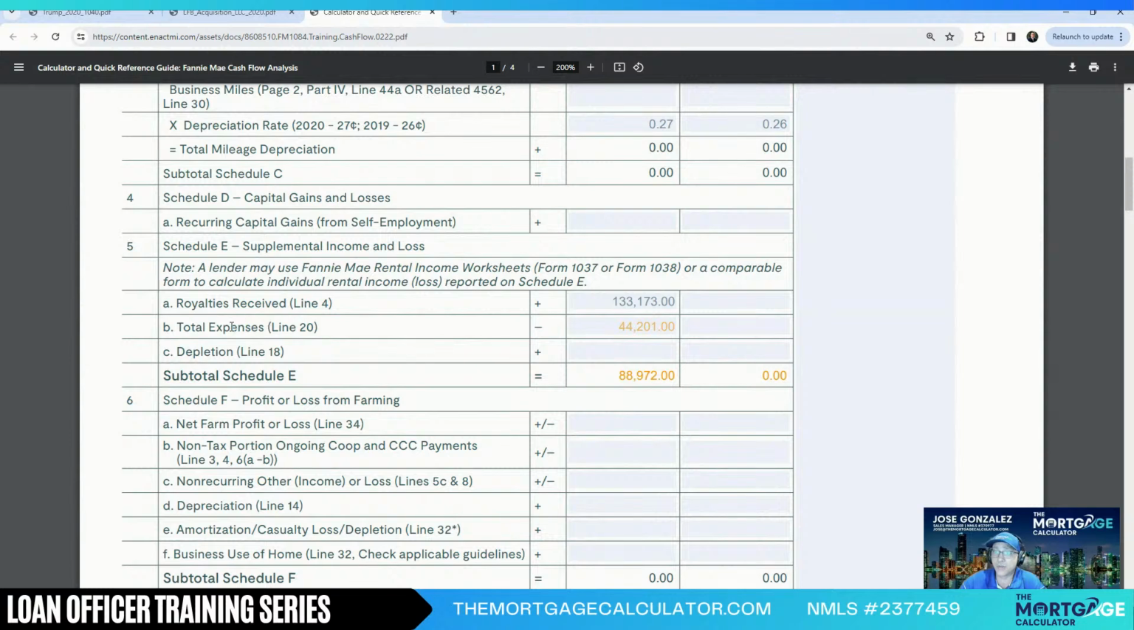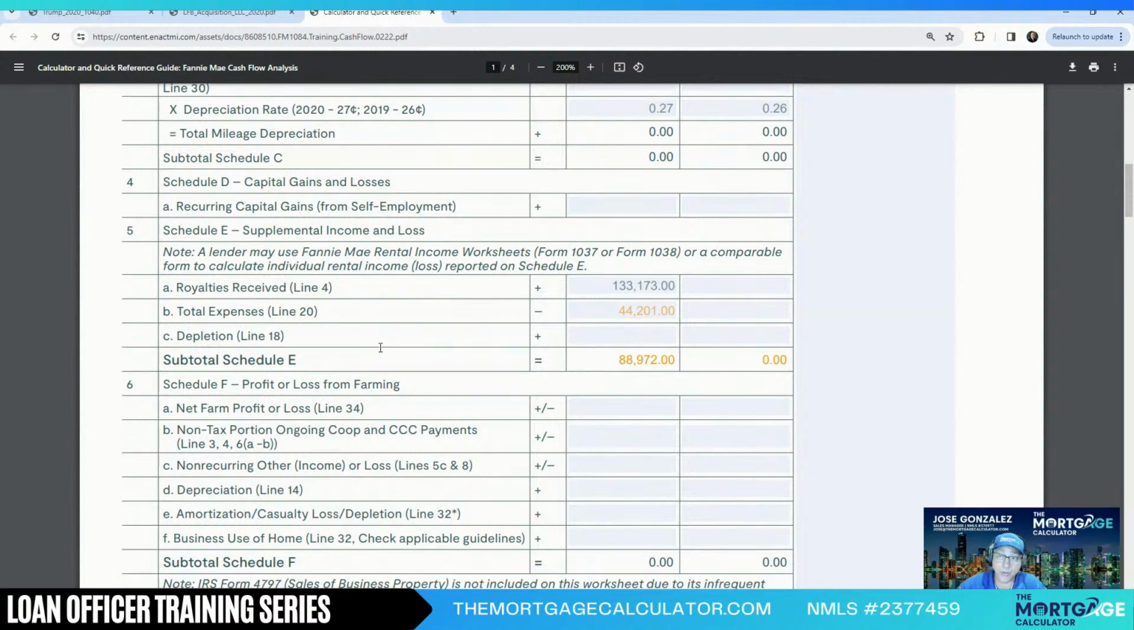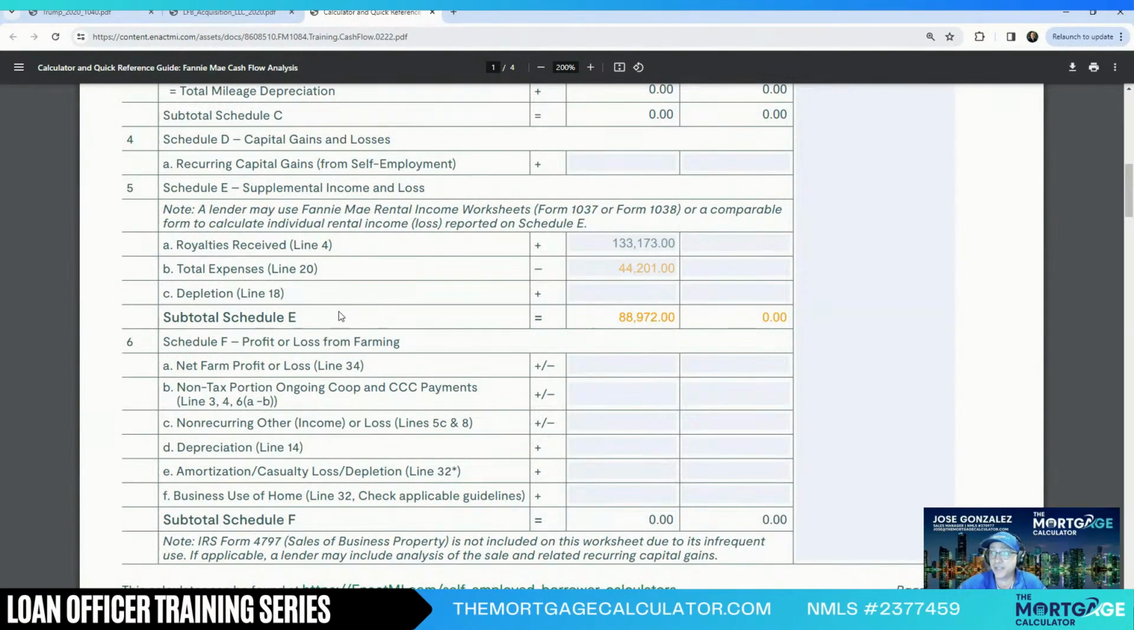$133,173 in royalties, and this was the total expenses, $44,201. Now notice the Schedule E that I'm using is the Schedule E for royalties. If it's a property, then you need a Schedule E for properties. That would be the Form 92 that we're not going to use tonight, but that's for a Schedule E income calculation for Freddie Mac, for properties, rental income calculator, I guess I should state.